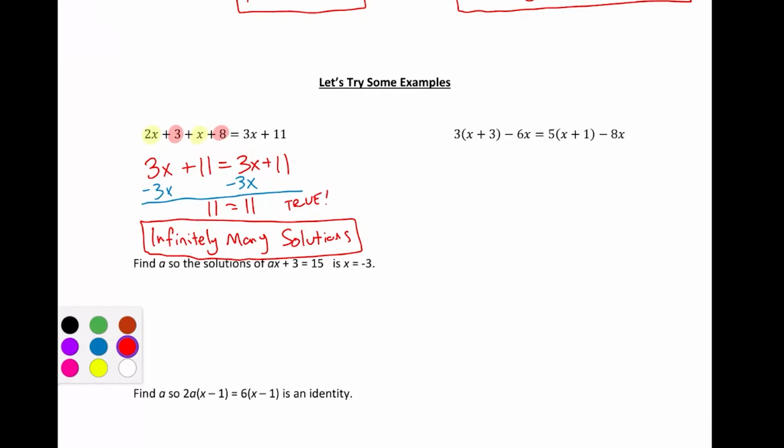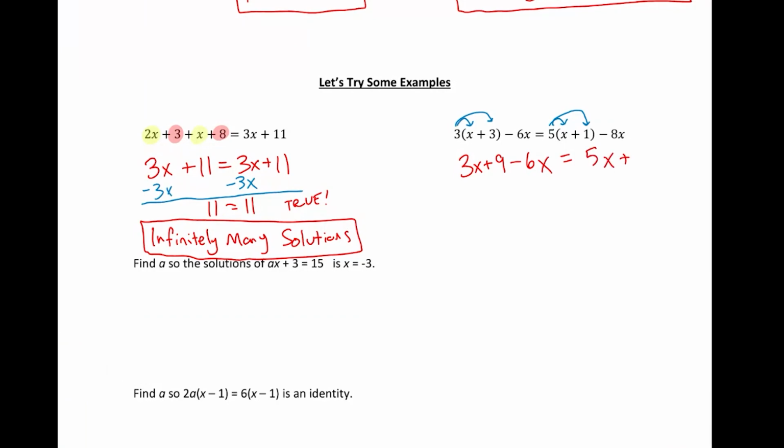On the other hand, let's look at this one over to the right that's going to require a little distributive property up front. I'm going to distribute the 3, distribute the 5, all in the same step here. And that's going to give me 3x plus 9 minus 6x equals 5x plus 5 minus 8x. Next, we're going to identify any like terms.